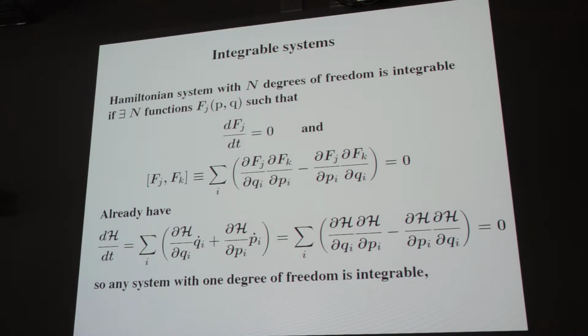An integrable system, the definition is: a system with n degrees of freedom is integrable if there exist n functions that are conserved. We already, of course, have one which is conserved. dH/dt is zero. We know that because H changes in time through q and p. So we write dH/dt is ∂H/∂q times dq/dt plus ∂H/∂p times dp/dt. And by the same kind of reasoning as before, p dot is minus ∂H/∂q, and so we get 0. So H is conserved. And from this, we see that any system with 1 degree of freedom is integrable.